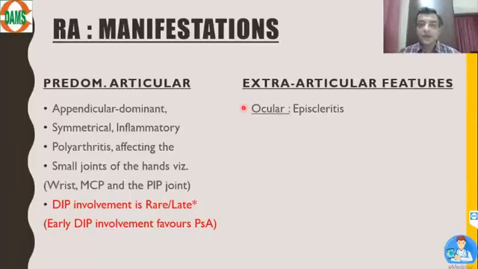So one feature affecting the eyes. Yes, ocular involvement can occur in the form of episcleritis, redness and foreign body sensation. Episcleritis can occur in the eye. An important point to note here: uveitis is a feature of SPA. Please remember, uveitis cannot occur in RA. Uveitis is a feature of SPA. In RA, it can be episcleritis, it can be sicca.